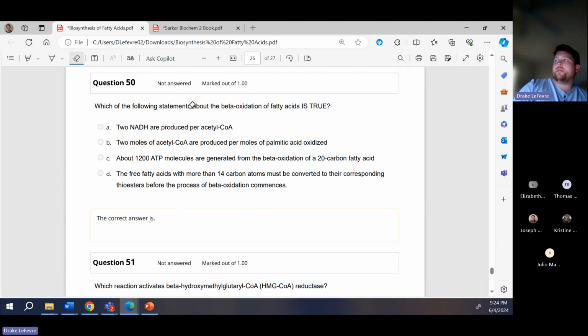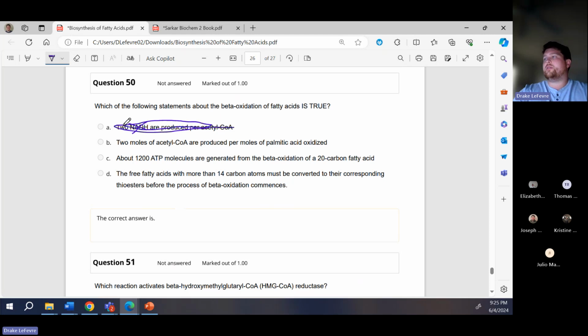Which of the following statements about the beta oxidation of fatty acids is true? I'm back a chapter for some reason. Cool. 2 NADH are produced per acetyl-CoA. That is wrong. Why is it wrong? Because it's not 2 NADH, right? It's 1 NADH and 1 FADH2 that we produce.